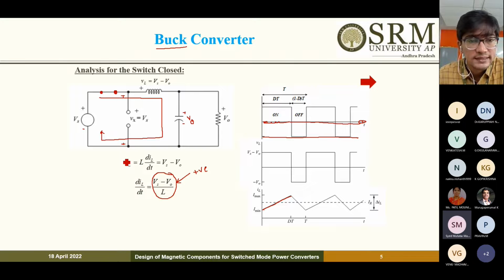What is the voltage across the inductor? VL will be equal to Vs minus V0. Vs is the higher value and V0 is the lower value, so the resultant value will be positive. This is Vs minus V0 during the switch on time.